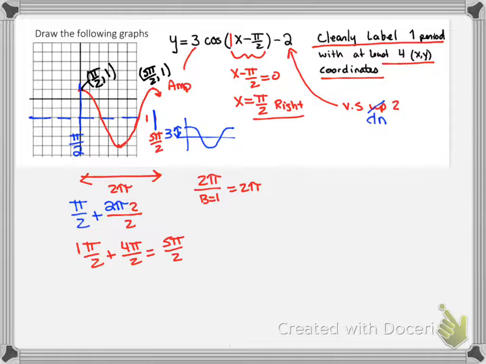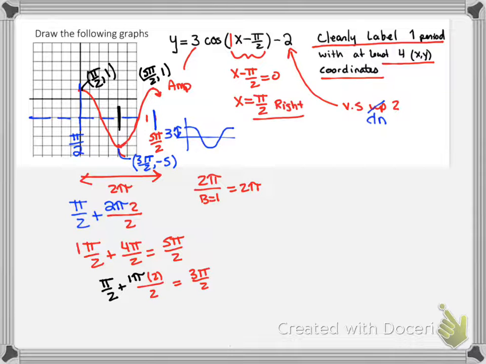Well, halfway between pi over 2 and 5 pi over 2 is going to be pi over 2 plus 1 pi. Same thing as before, I need a common denominator, 2 in the numerator, 2 in the denominator. This is going to be 3 pi over 2. So this will be the coordinate 3 pi over 2 in the x, negative 2, 3, 4, 5 in the y. So now we've got 1, 2, 3.